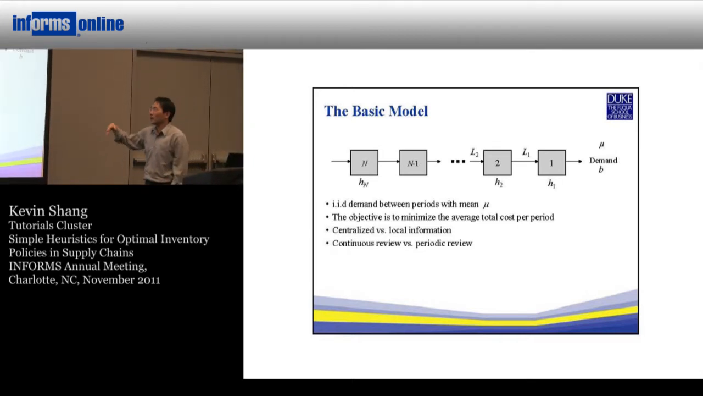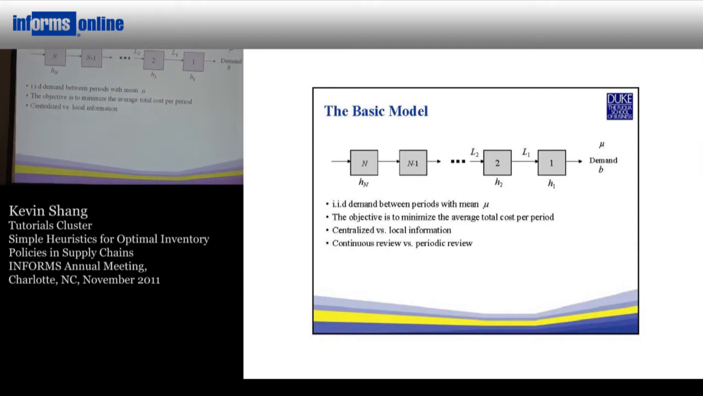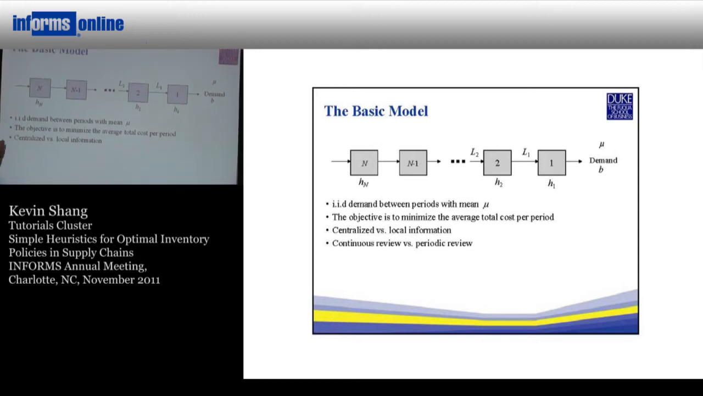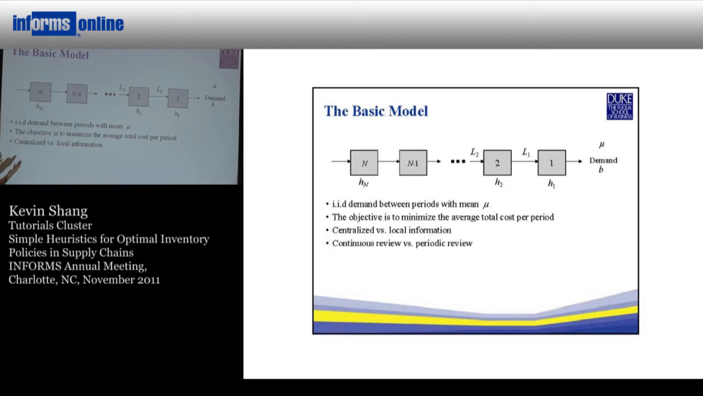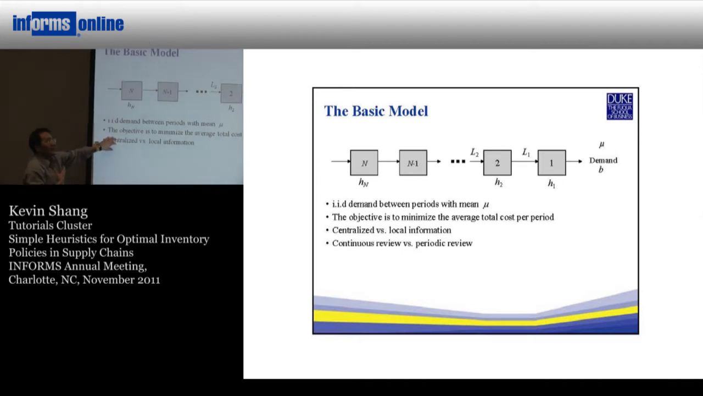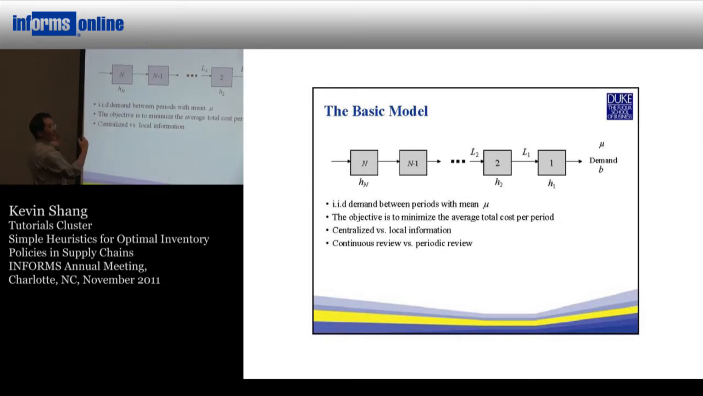In terms of information setup, in the literature we can separate multi-echelon systems into two categories. One is that we assume the information is centralized, in the sense that there is a central planner who knows everything. I know the holding costs, the lead times, the demand information, etc. My role is like the central planner, the god of this system. I try to find what we call a centralized solution. So this is the centralized control.